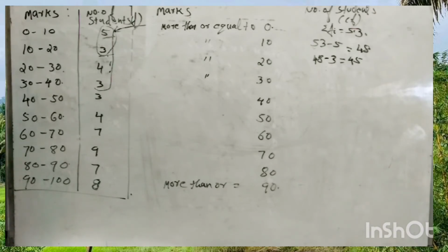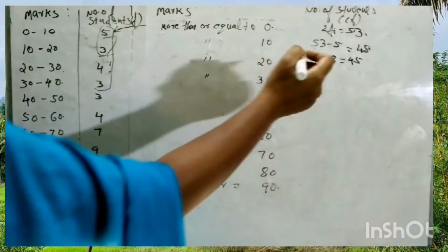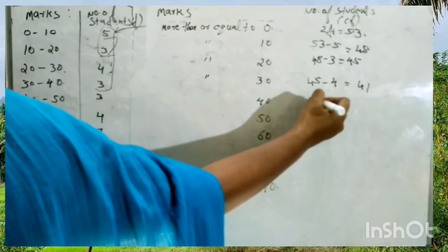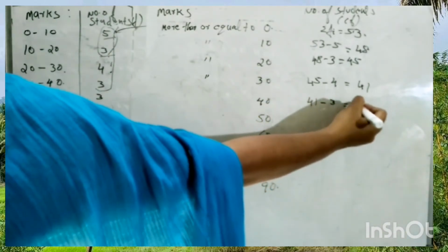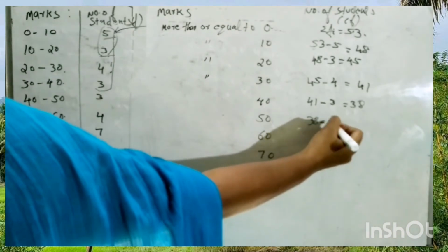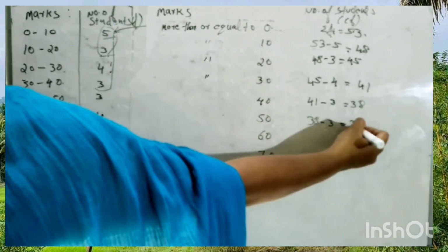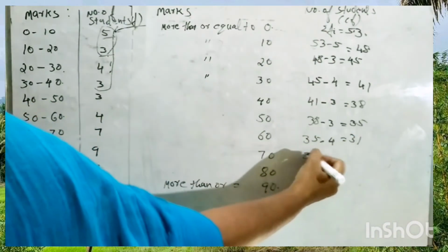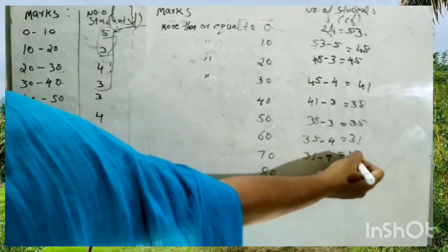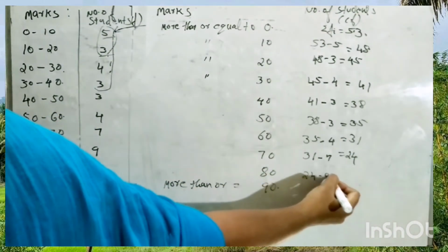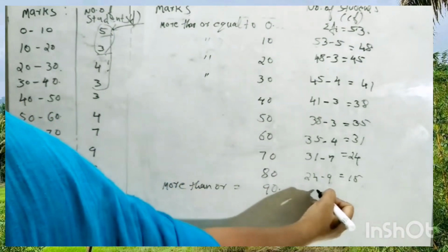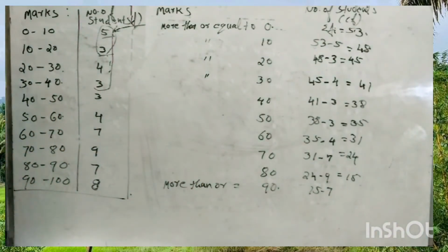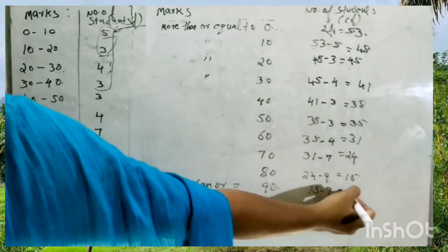Now more than or equal to 30 means we need to exclude the frequencies. The operation is 45 minus 4 is equal to 41. Next one is 41 minus 3 is equal to 38. 38 minus 3 is equal to 35. And 35 minus 4 is equal to 31. 31 minus 7 is equal to 24. And 24 minus 9, it is equal to 15. And 15 minus 7 is equal to 8.